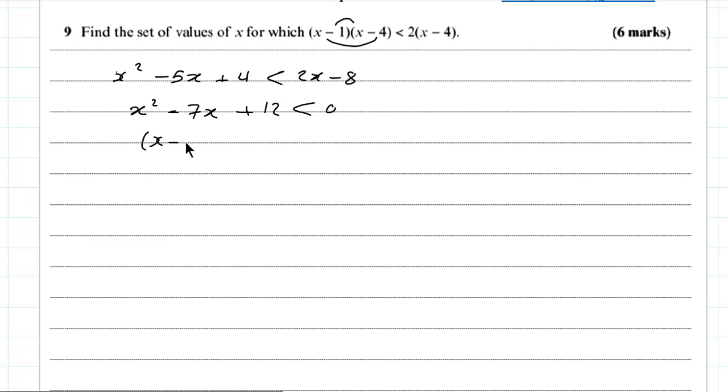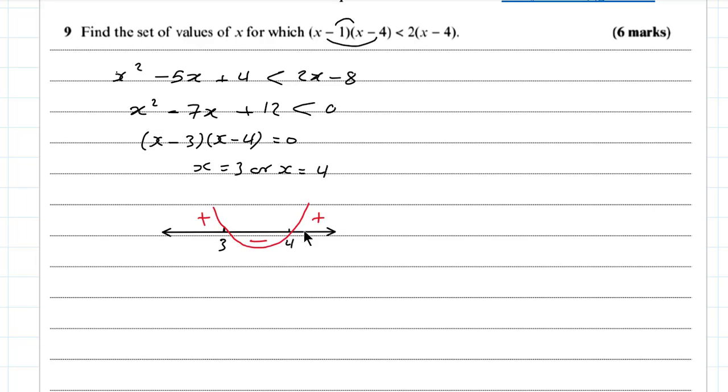Factorizing to be x minus 3 times x minus 4 equals 0 gives us x equals 3 or x equals 4. Again, this is the x-axis, these are the roots 3 and 4, this is the curve, and we are required to get less than 0. So we are searching for the interval in between the roots. So the solution should be x between the roots, x between 3 and 4.